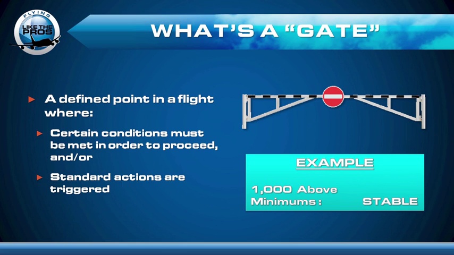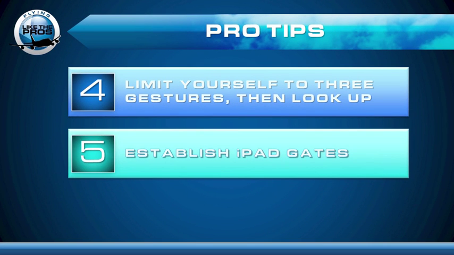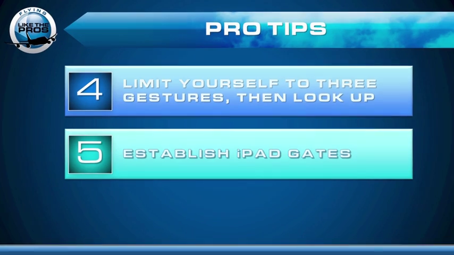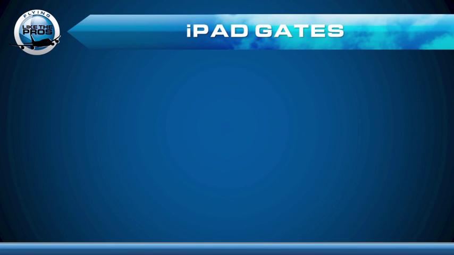So, what is the gate in this example? The gate is 1,000 feet above minima, which triggers a call out from this crew of "stable," allowing the crew to continue the approach. Pro tip number 5 is establish gates to trigger you to correctly configure your iPad. Now the good news is we've kind of done that for you.